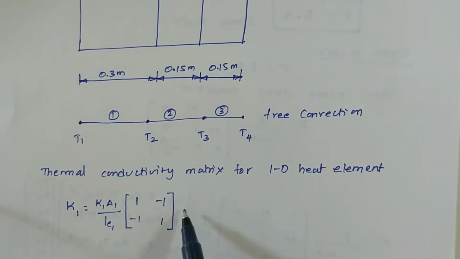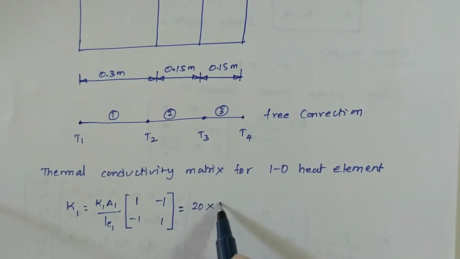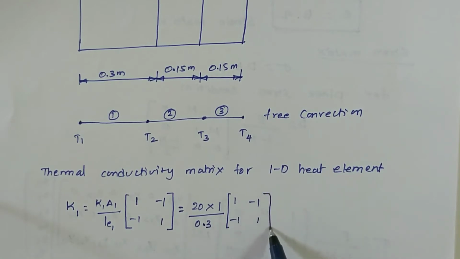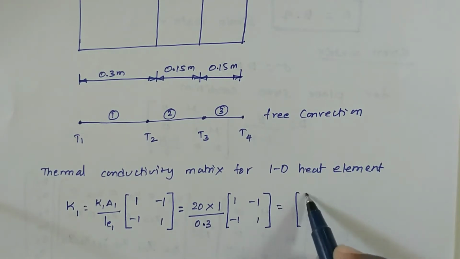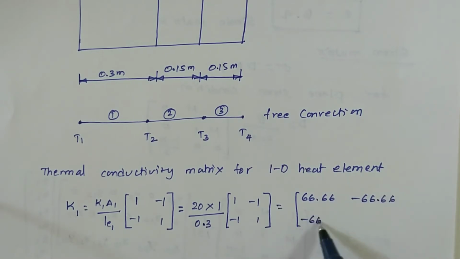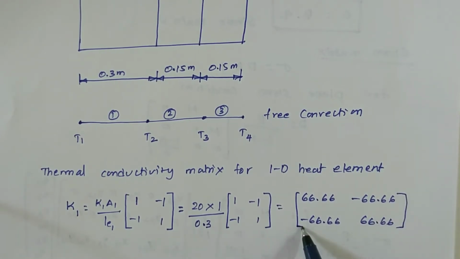Now we will substitute values for this. K1 is 20 watt per meter degree centigrade, so 20, and area is 1 meter square. The length of the element is 0.3 meters. I have taken all the dimensions in terms of meters only. So, with the matrix plus 1, minus 1, minus 1, plus 1, if we solve this, the stiffness matrix that will be obtained is 66.66, minus 66.66, minus 66.66 and 66.66. Now this is the element stiffness matrix for element 1.